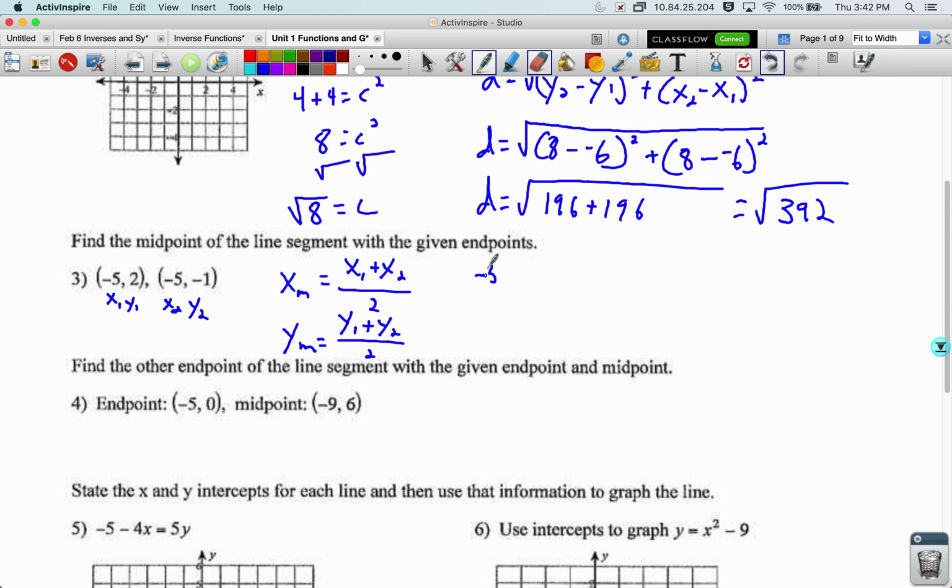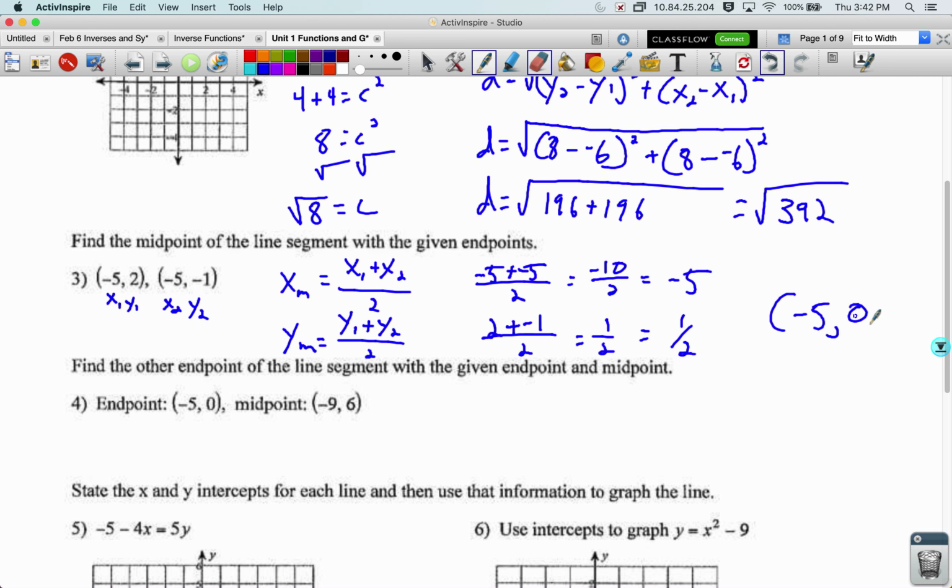So negative 5 plus a negative 5 divided by 2. That's going to be negative 10 over 2, which still is just negative 5. Halfway between negative 5 and negative 5 is still negative 5. y1 plus y2 over 2 equals 1 over 2 equals 1/2. Put it together into an ordered pair, negative 5, comma 0.5. I don't mind a decimal here. I think that looks fine.